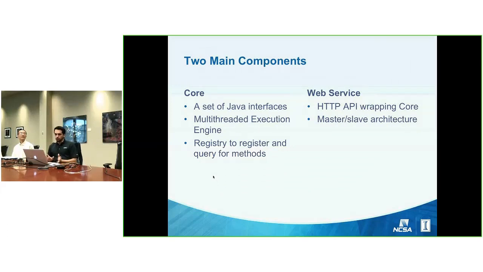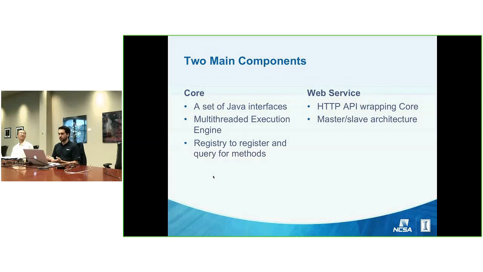So there are two main components, and these are the components that we're going to look at today the most. There's a core, which is Java code. It's a set of Java interfaces, that API that you implement when you want to add methods to the system. Inside the core there is a multi-threaded execution engine, where you send jobs at it, and it builds them up and dedicates a thread pool, and it runs them so that ideally you scale up, right, based on the engine.